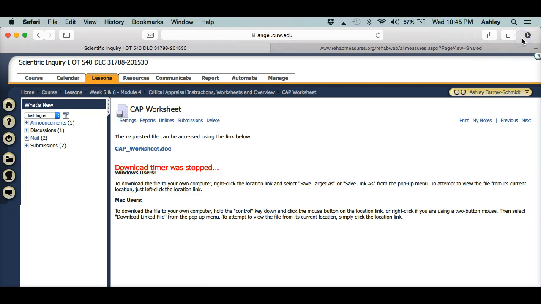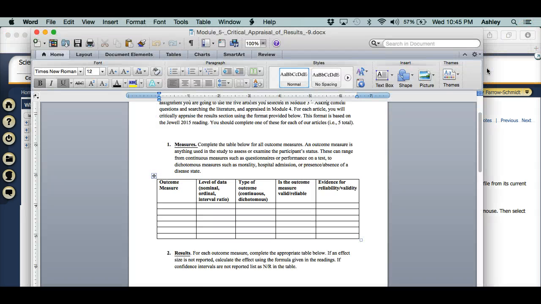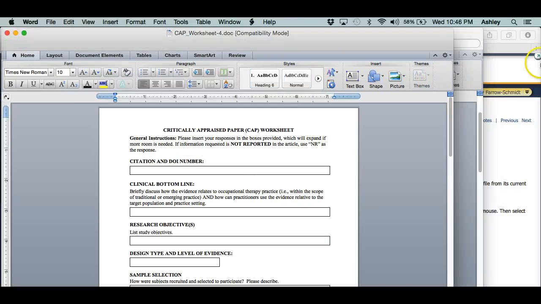Just a reminder, in total you are completing 5. 1 based on the article that I gave you, and the other 4 are the articles that are associated with your PICO question that you asked. So just as a reminder, here's a sheet. Up to this point, we've pretty much have answered all of it up to results section.